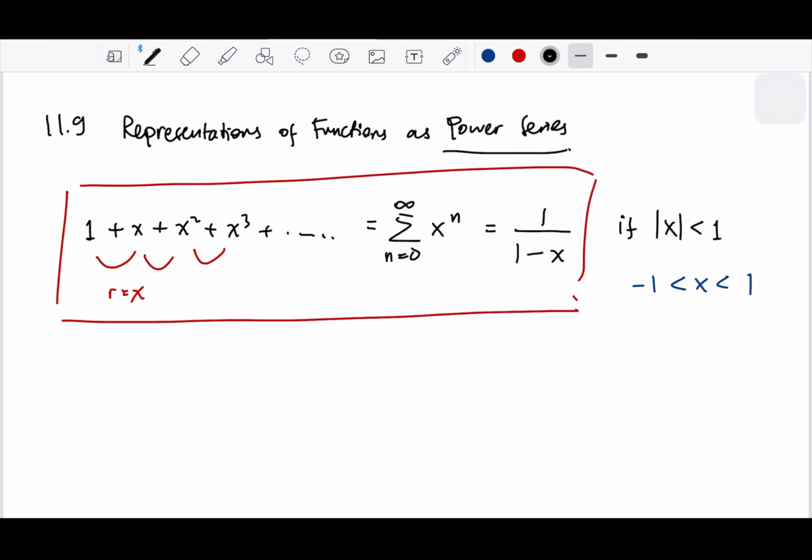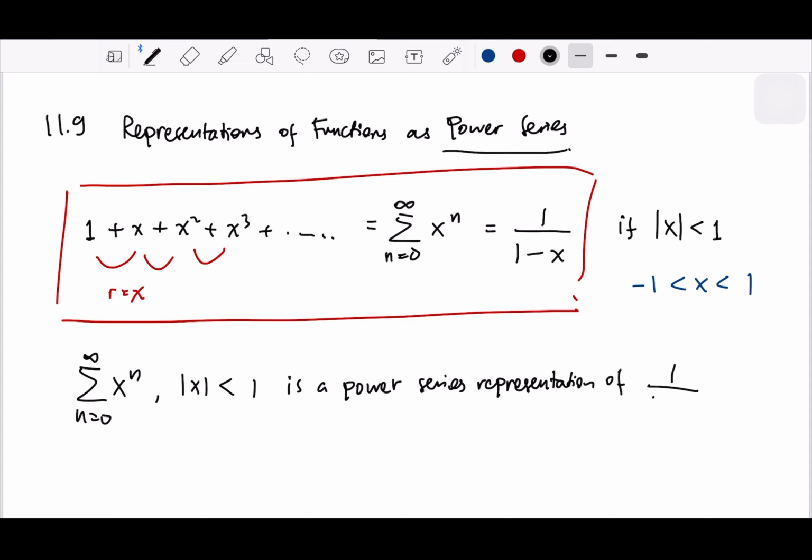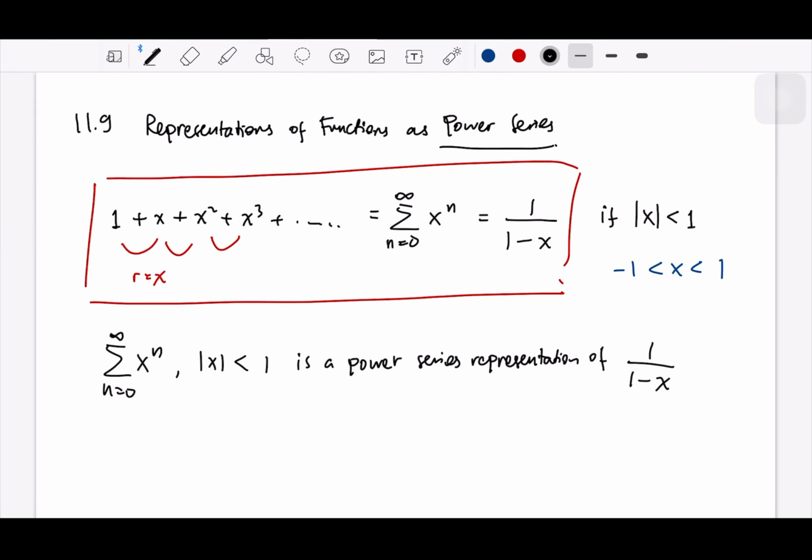So we can say that this series, x to the power of n, when the absolute value of x is less than 1, is a power series representation of 1 over 1 minus x on the interval -1 to 1. Okay.